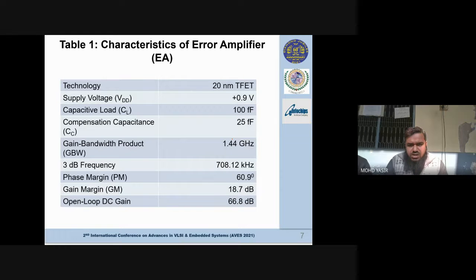A 20 nanometer TFET model is used. A single supply of 0.9 volts is used, with 100 femtofarad of capacitive load, and the compensation capacitance is 25 femtofarads. Gain bandwidth product achieved is 1.44 gigahertz. Similarly, 3 dB frequency of 708.1 kilohertz, phase margin of 60.9 degrees, gain margin of 18.7 dB, and open loop DC gain of 66.8 dB is achieved.